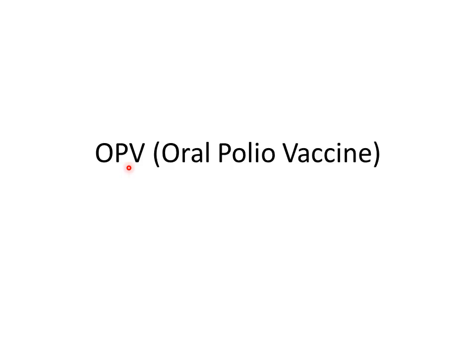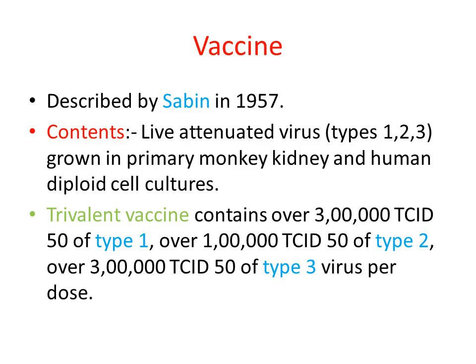Oral polio vaccine. Now we will discuss oral polio vaccine. It was described by Sabin in 1951. It contains live attenuated virus types 1, 2, 3, grown in primary monkey kidney and human diploid cells. So it is a live attenuated virus with 3 types: 1, 2 and 3.